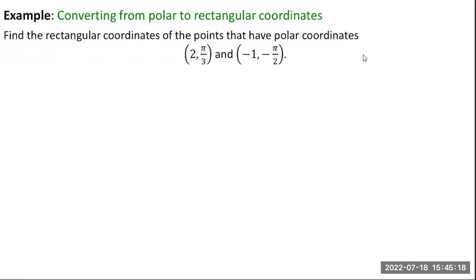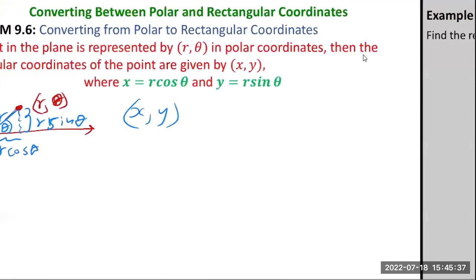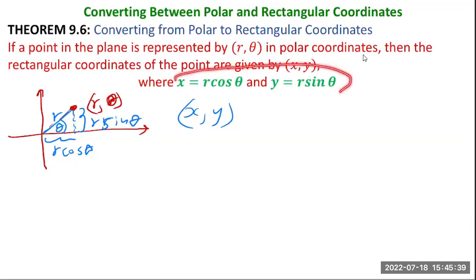Next, I want to go over this example. Find the rectangular coordinates of the points that have polar coordinates 2 comma pi over 3 and minus 1 comma minus pi over 3. Okay. So basically, we are given the polar coordinates. We need to find the corresponding rectangular coordinates. So here is how you convert from polar coordinates to rectangular coordinates. Okay, x is given by r cosine theta, y is given by r sine theta. Okay, let's use this conversion.